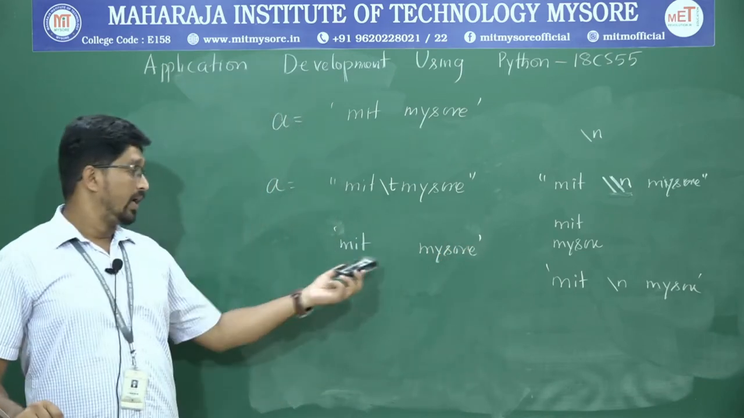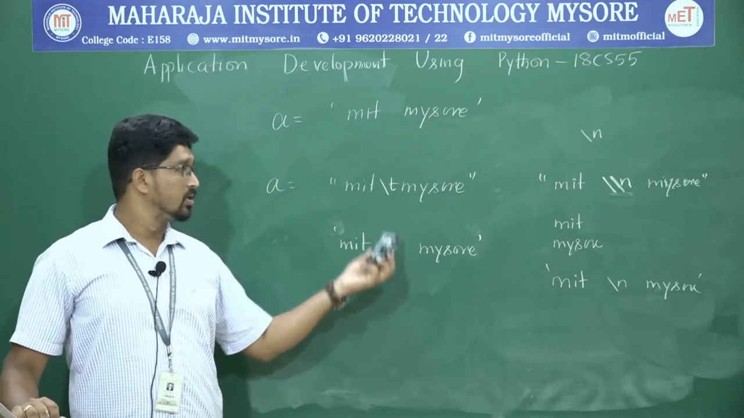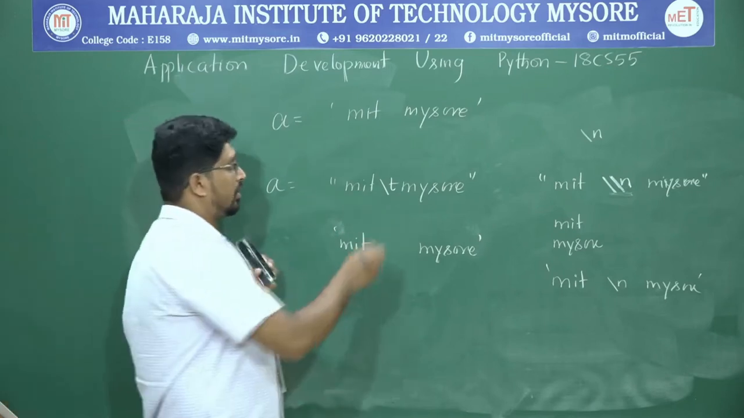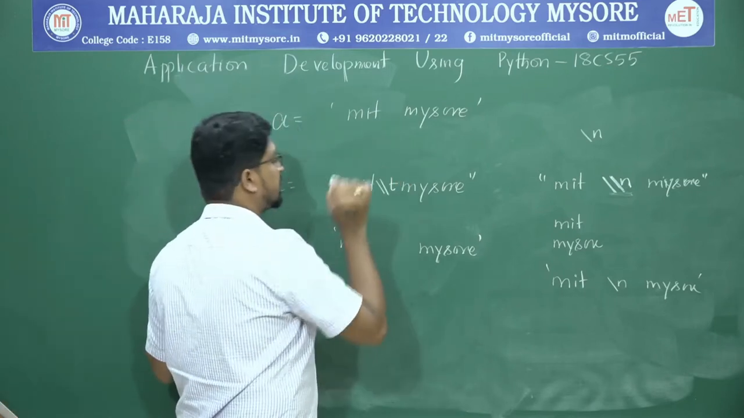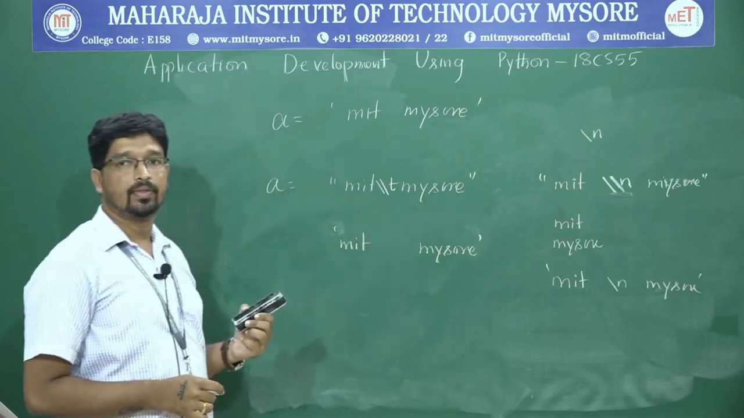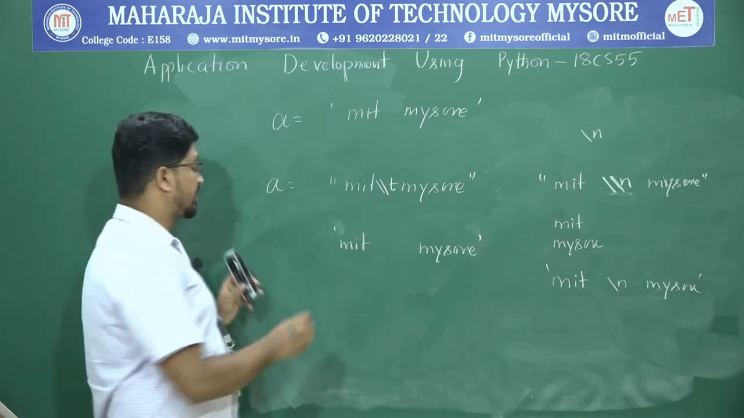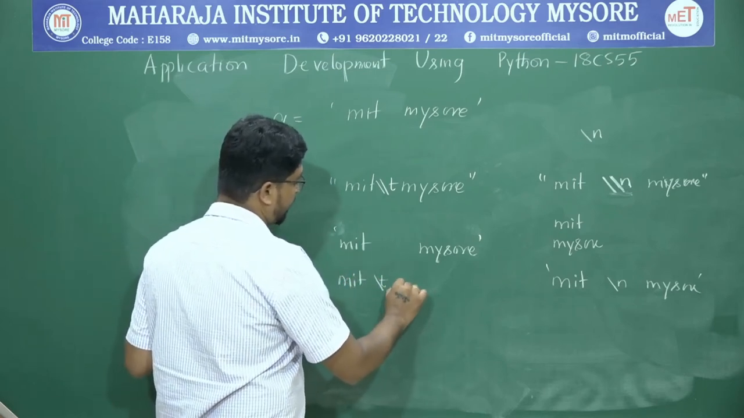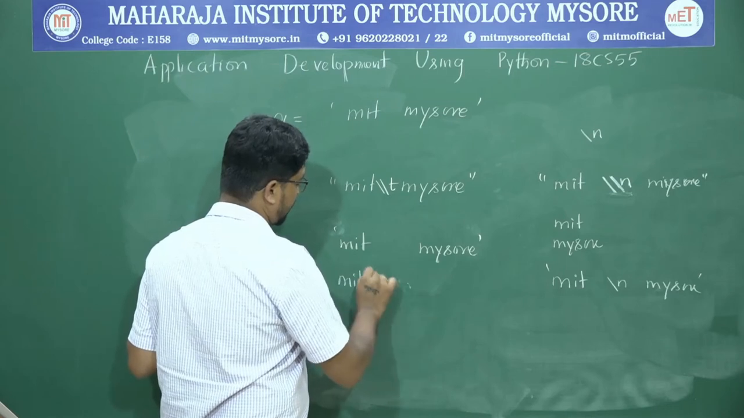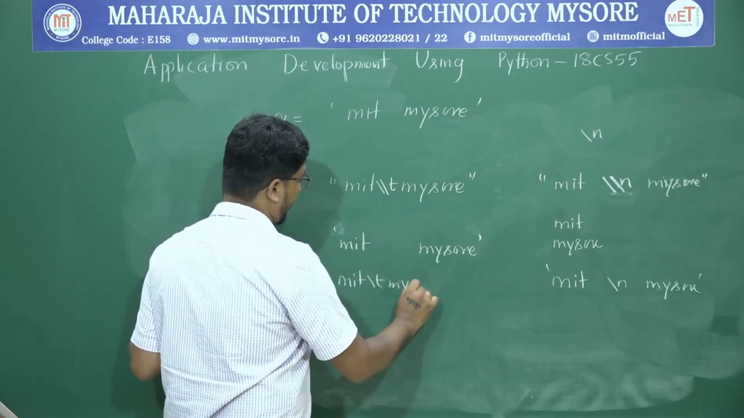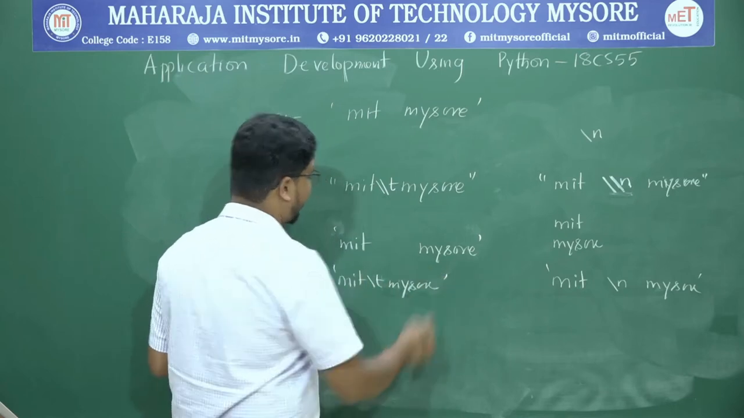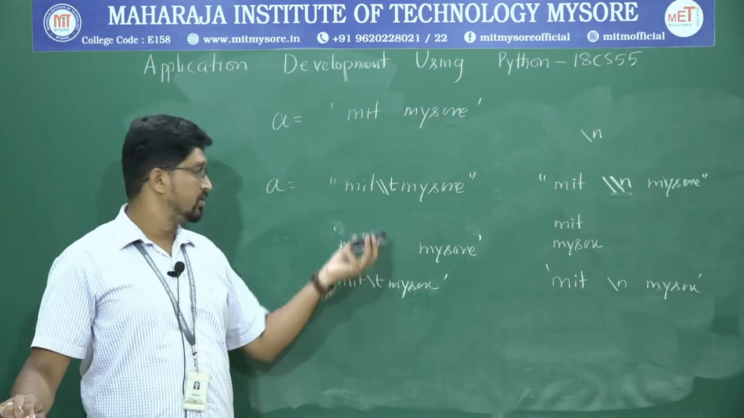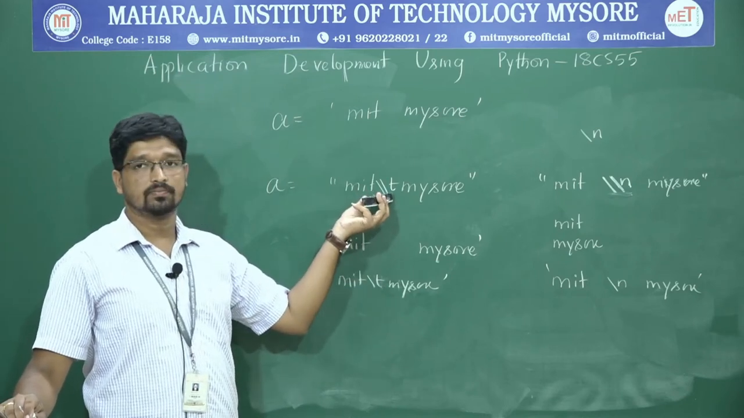MIT, a tab followed by Mysore. So this is how you write tab. Again, if you want to print a tab, you should use \t as an escape sequence. Then you will get output as MIT tab Mysore. You don't get any 8 spaces. So this is an escape sequence.